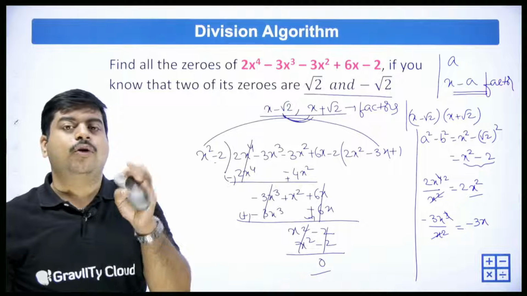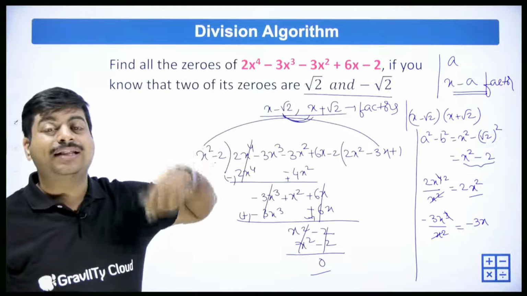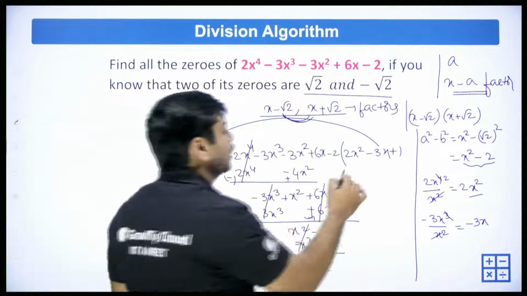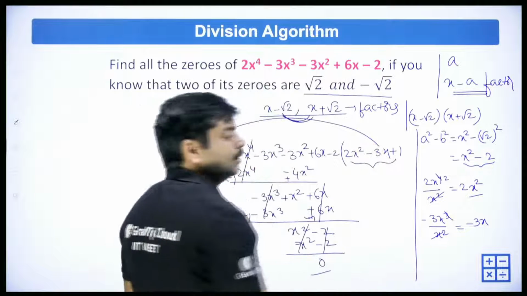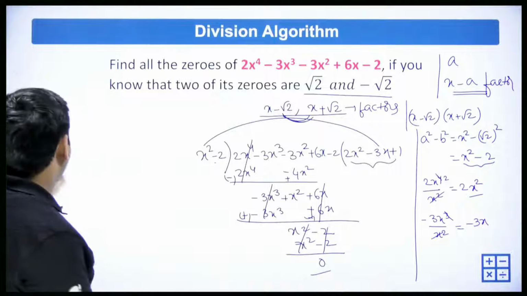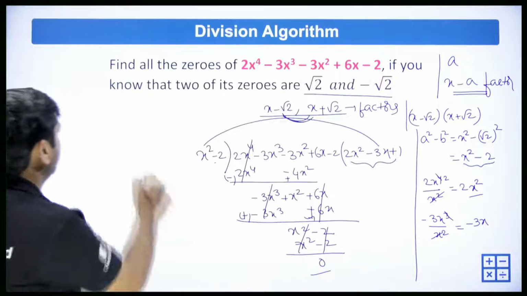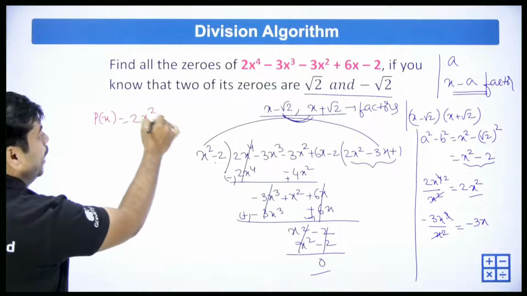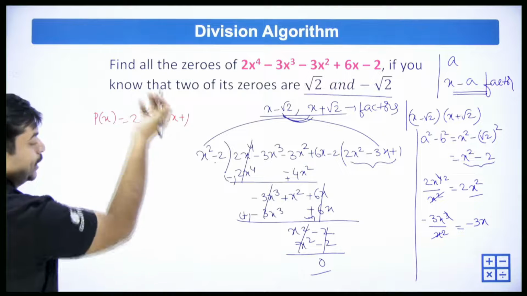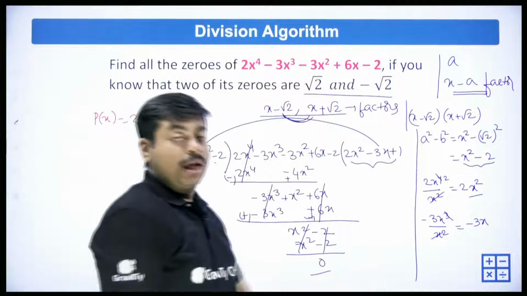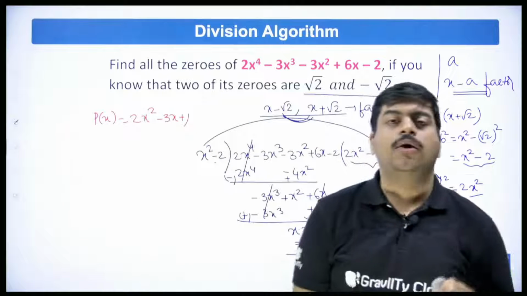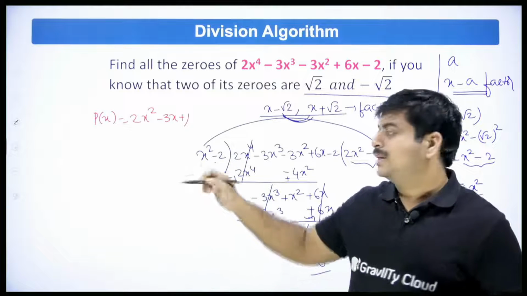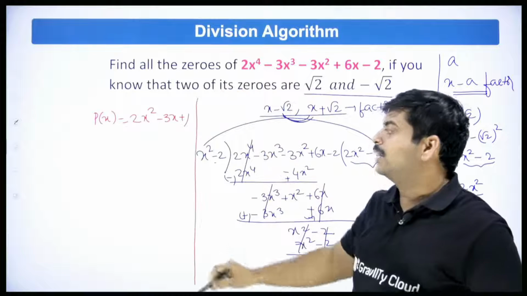Remainder is 0, okay, but what about the other zeros? The question asks to find the other zeros. Where are the other zeros? The other zeros will come from the zeros of the quotient. So what is the new function we are having? We are having 2x square minus 3x plus 1, or you can write q of x, the quotient. I am not going to do that. You already know how to factorize quadratic polynomials, so please try to factorize this one to get the other two roots.